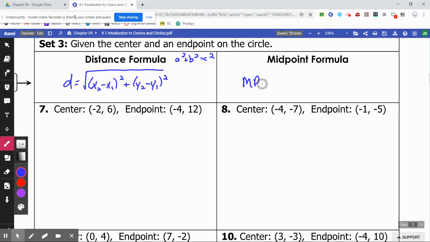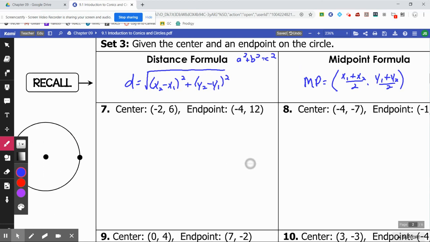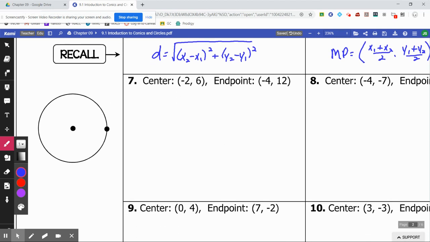To find the midpoint, and it is a point, you're going to take your two x values, add them, and divide by 2. Again, you're averaging them. You're going to take your y values, add them and divide by 2. So you're going to average your x's, average your y's, because an average is the value that's in the middle. So to find the middle point, you are going to average those.